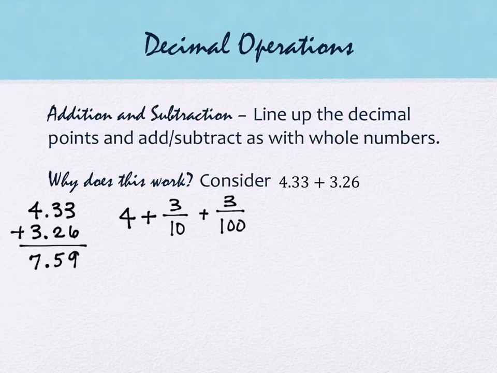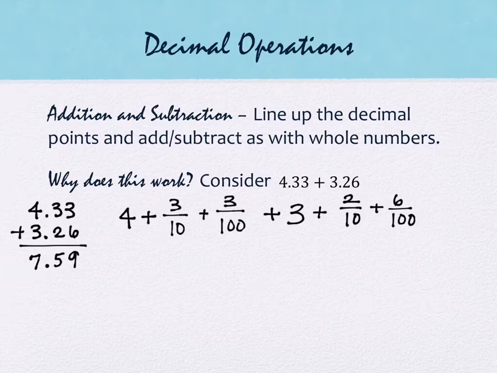And I can do the same thing with the number 3 and 26 hundredths. So I have a 3, and then I have 2 tenths, and I have 6 hundredths. If you really wanted to do them as 26 over 100, you could do that too, but this one breaks it down a little bit more than to do it that way.